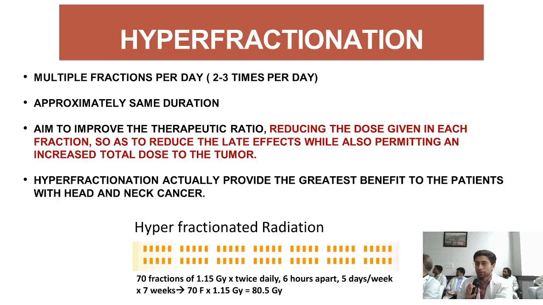So the next type of fractionation is hyperfractionation, and the duration of this fractionation is basically similar to the conventional fractionation, which will be approximately 5 to 7 weeks. But what we do here is we give more fractions per day, so we can give 2 to 3 times per day. And the benefit of this is to improve the therapeutic ratio. When I talk about therapeutic ratio, it's the correlation between the probability of tumor control and the normal tissue toxicity. So while we're reducing the dose given in each fraction, we reduce the late effects while also permitting an increase in total dose to the tumor.